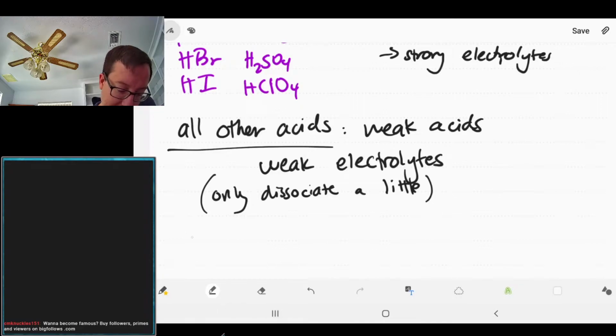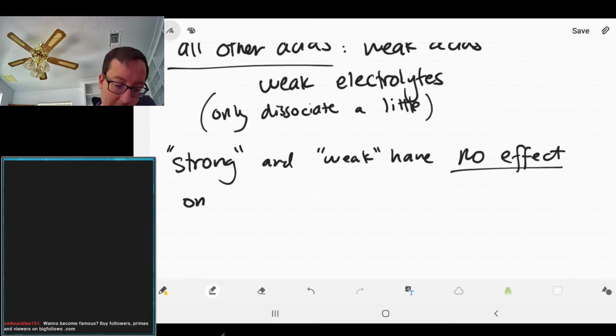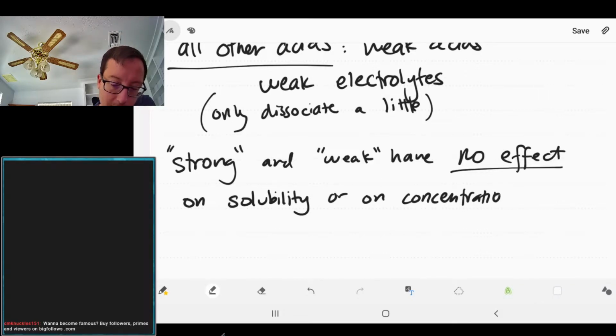Okay, so let's just put this down. The terms strong and weak have no effect on solubility or on concentration. So concentration is how much is dissolved, right? You can have a lot of acetic acid dissolved in water, and it's still not going to conduct electricity as well as even just a little bit of hydrochloric acid. So the concentration, how much is dissolved, doesn't matter when we call something strong or weak. It's all about the nature of the compound.